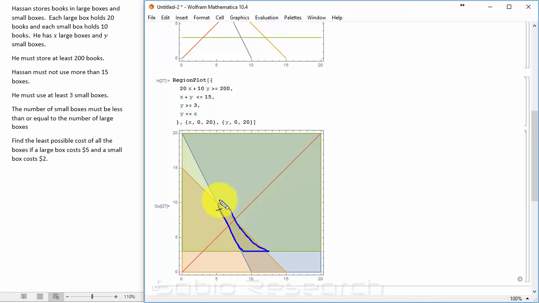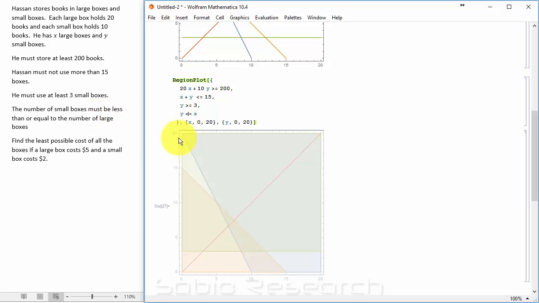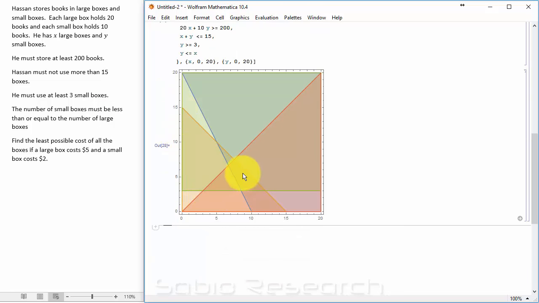And for the reason that I will show you, the answer we are looking for is either this vertex or this vertex or this vertex. It's always at one of the vertices. And then here, the last one was the number of small boxes must be less. So Y has to be less than the large one. Bam, here we go.